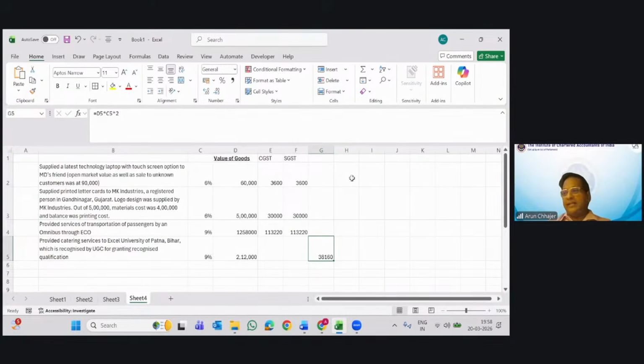ये वाला point clear है? Is this point clear to you? ठीक है, ठीक है.